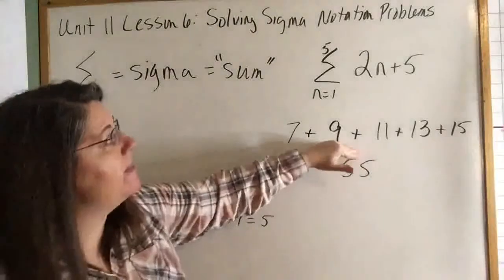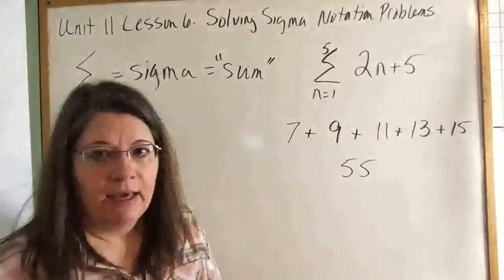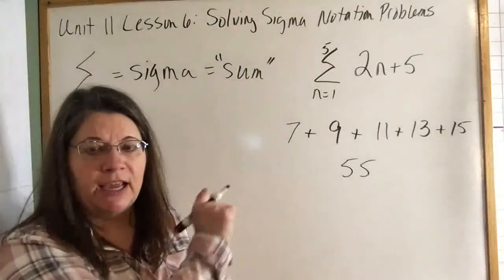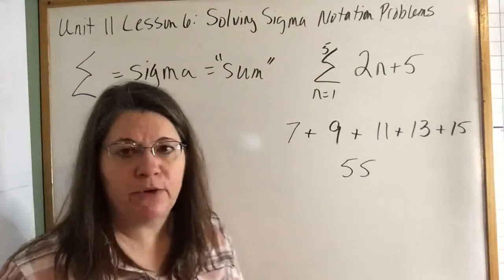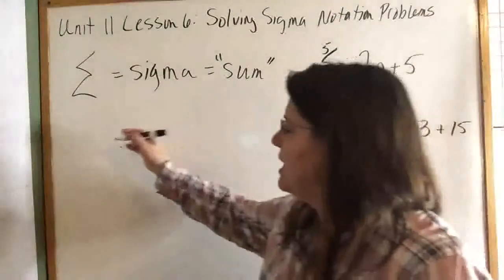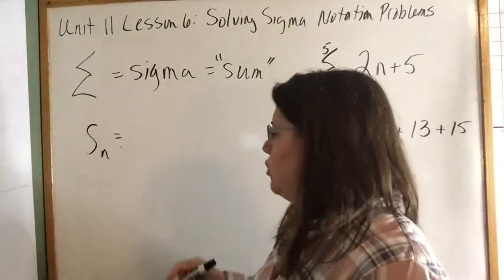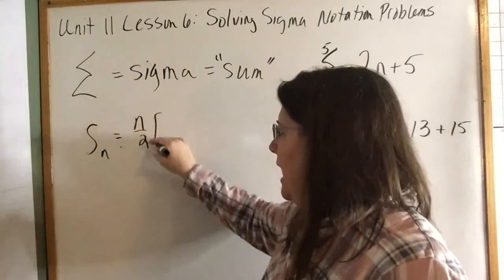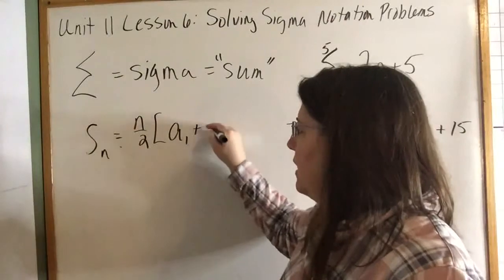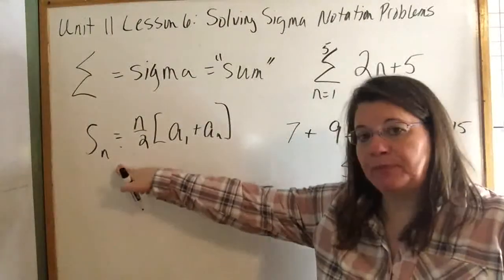So I want to show you how this relates to the formulas we used in the last section. And if I show you this with a simple one like this, it's going to make the more difficult problems even easier. So we're going to do the same thing, but this time I know S sub n is equal to n over 2 times a sub 1 plus a sub n, if I want the sum of n number of terms, okay?